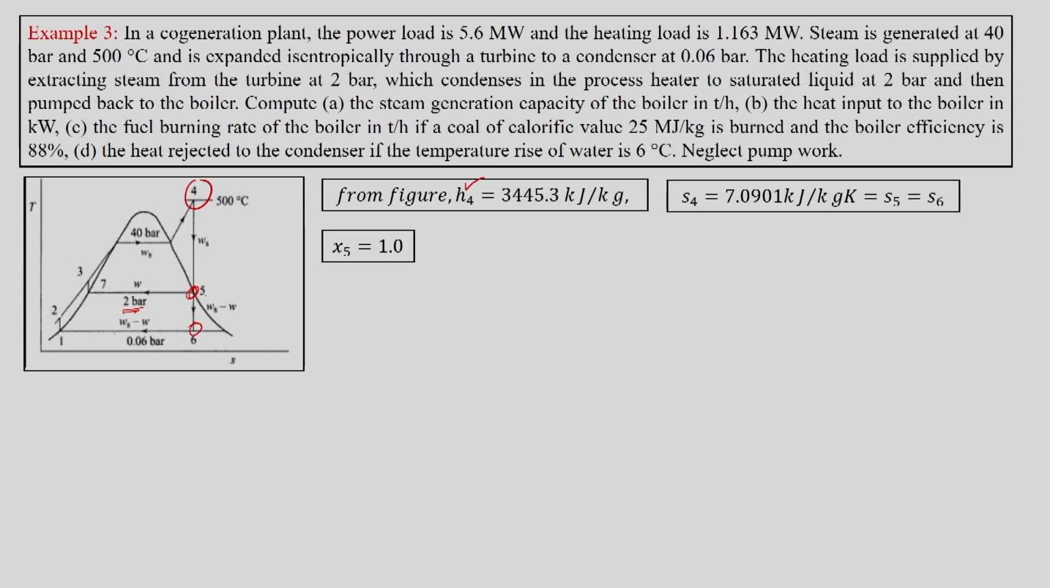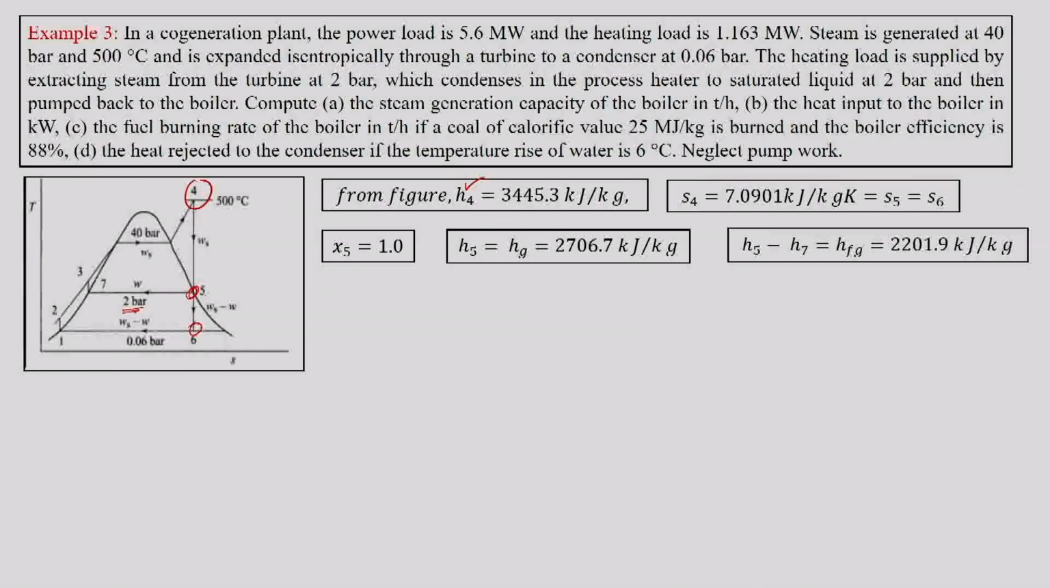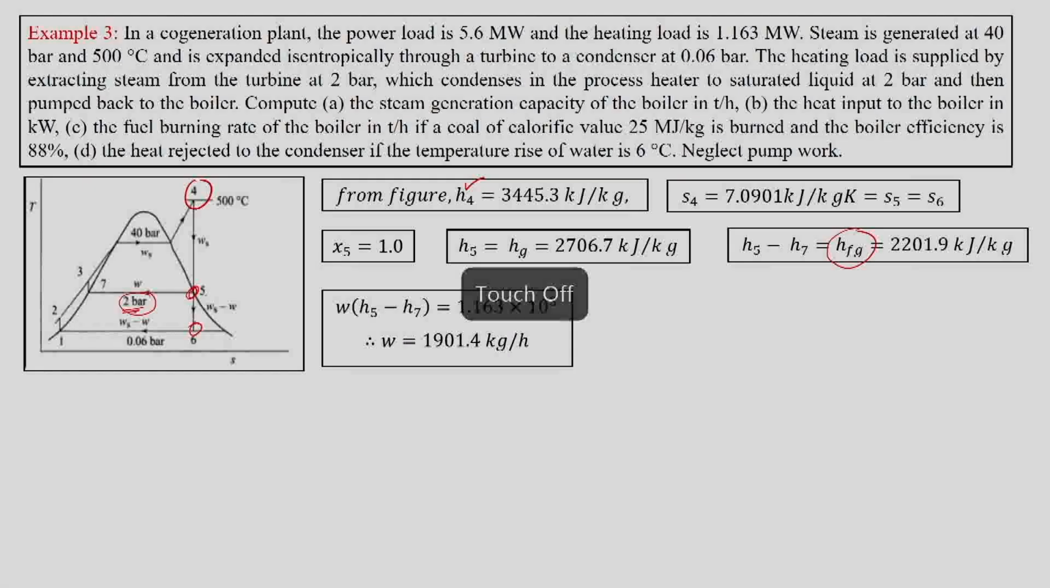Initially it turns out that X5 is also equal to 1. So, it is a vapor saturated state. So, we know H5 is equal to Hg is equal to 2706.7 kilojoule per kg. This would be giving us H5 minus H7 is equal to HFG, that is 2201.9 kilojoule per kg. This is taken from 2 bar, which is the latent heat. So, as what we are given, W into H5 minus H4 is equal to heat load. So, we can find out W, which is the steam required for the process heating.